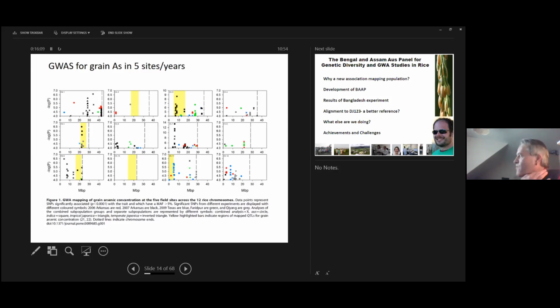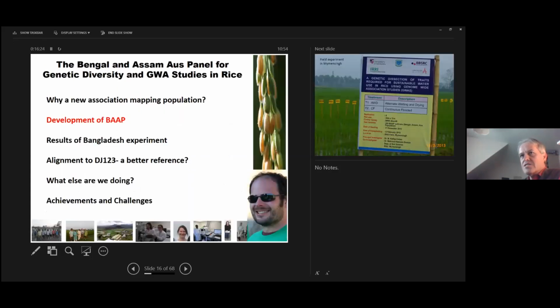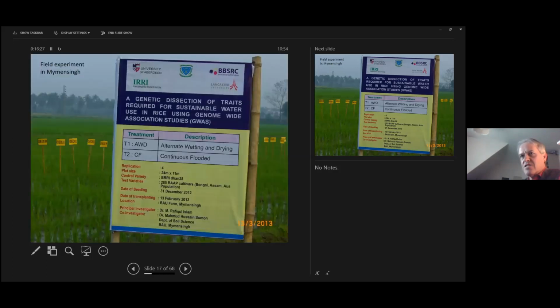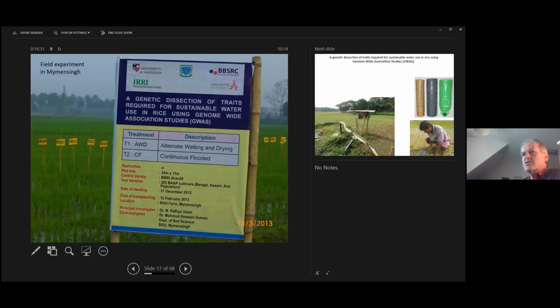And the different subgroups of the population we think is very important, because there are some serious complications about doing GWAS when you have strong population structure like you do in this population. So we decided that we needed a better population for doing this analysis. So that was the justification for writing a grant proposal, which got funded in 2011. So it's 9 years ago we started this project. And the project had a very long title, A Genetic Dissection of Traits Required for Sustainable Water Use in Rice Using Genome-Wide Association Studies. So it's a horribly long title, funded by the BBSRC.